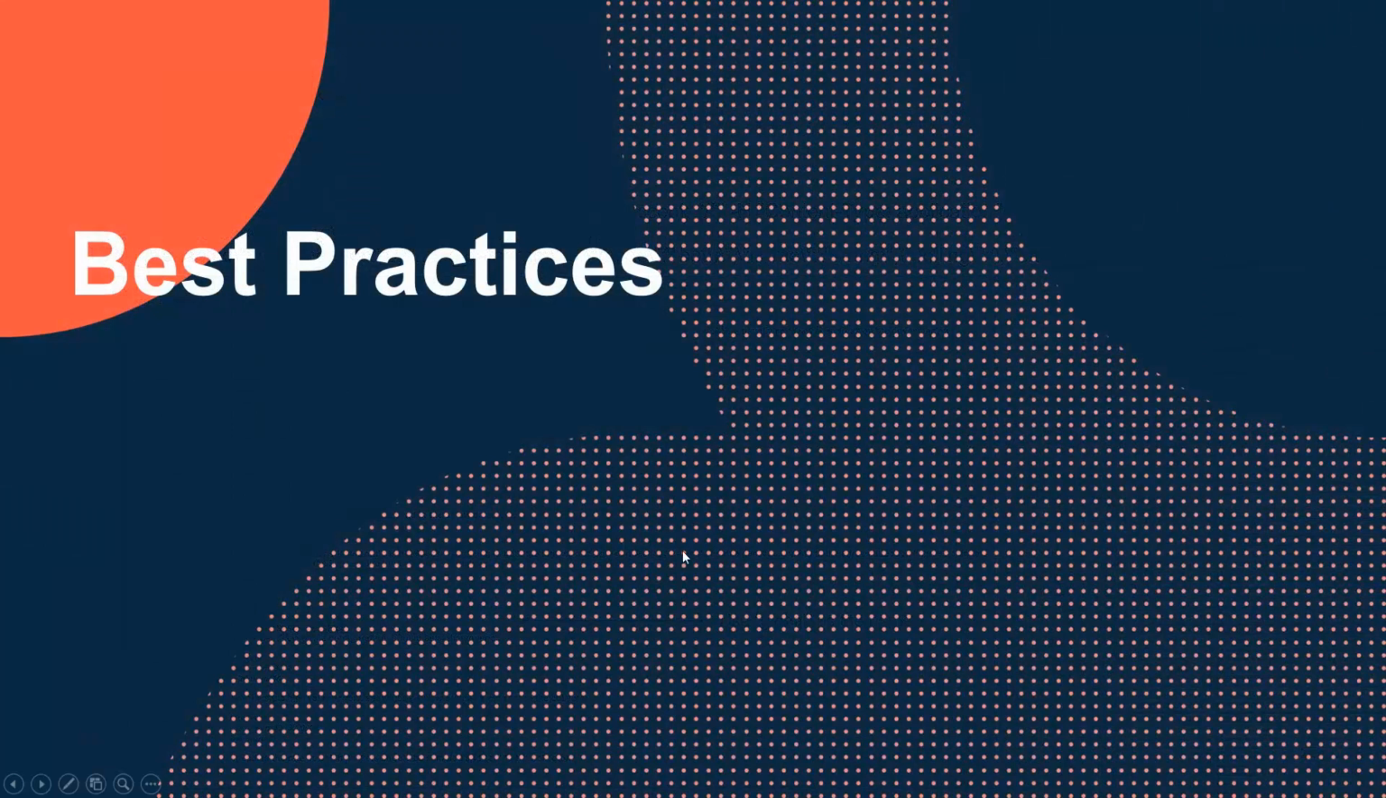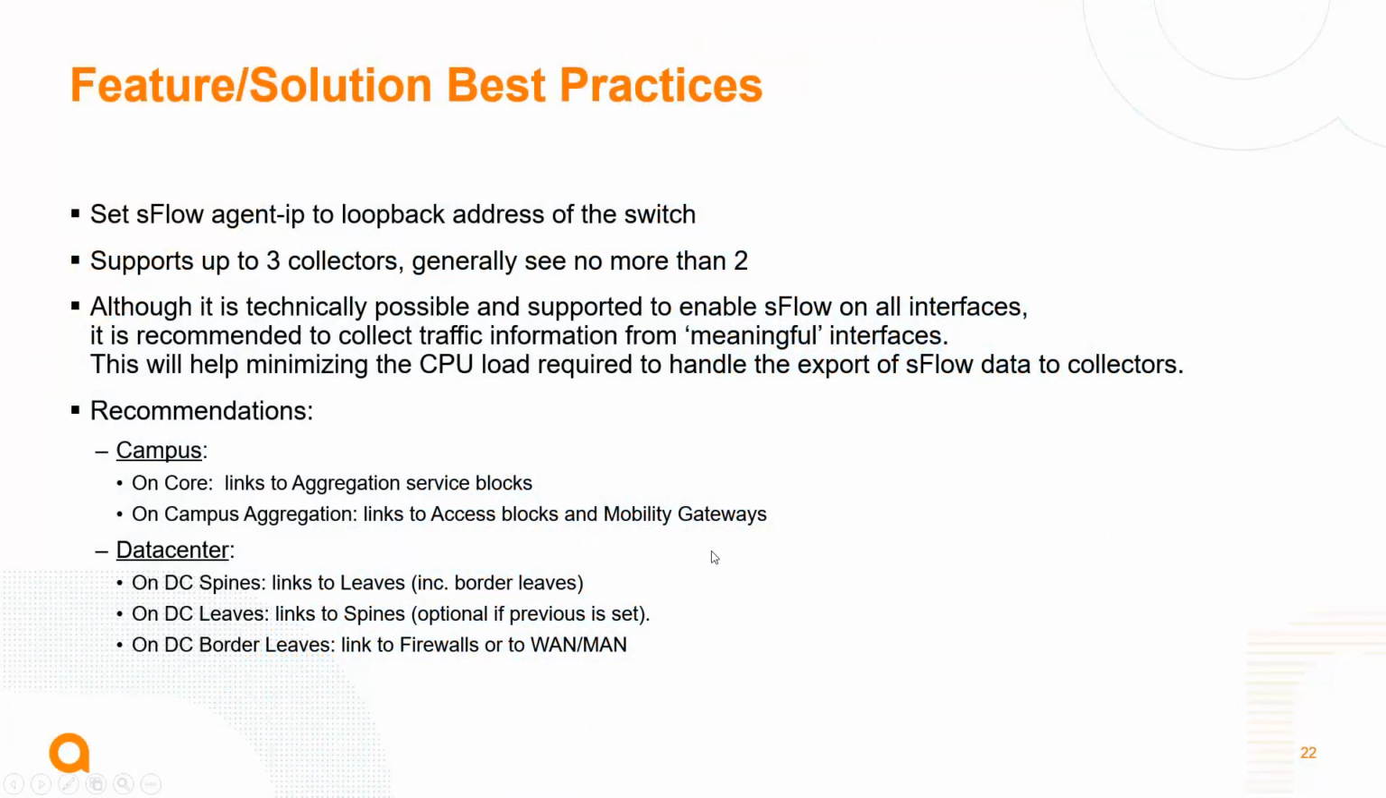Let's go to the best practices. So first of all, it's probably good to have a loopback address of the switch being the agent IP. That's easier for the network admin to dive into the collector and to see exactly what is the agent in his database. We support up to 3 collectors. Generally, we use 1 collector or maybe 2, but not more.